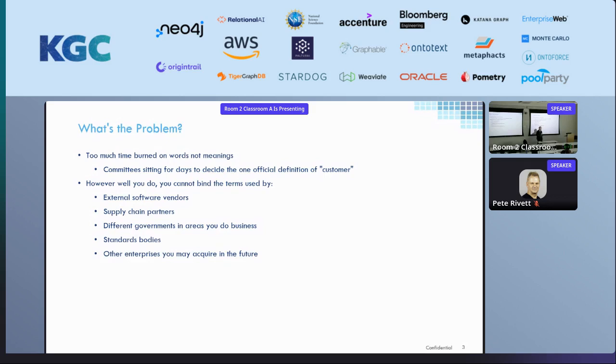you've got other external people, you've got external software vendors, they're bringing in software like SAP or whatever, which you can't get rid of, and they've got their own terminology for things. You can't replace that because it's in front of everyone's faces when they're using that software. You've got supply chain partners giving you data feeds, you've got different governments, either local or national governments, they require reports and they have laws and they use their own terms. Standards bodies like OMG or W3C have terms as well, as Elisa described. And even though within your enterprise you might agree a term, other enterprises you might acquire would potentially have their own language and terms. So what we're trying to address is allowing people to use their own language, but have a shared meaning behind it.